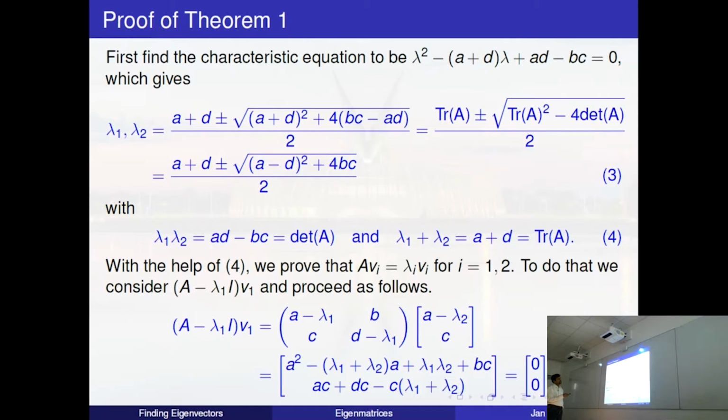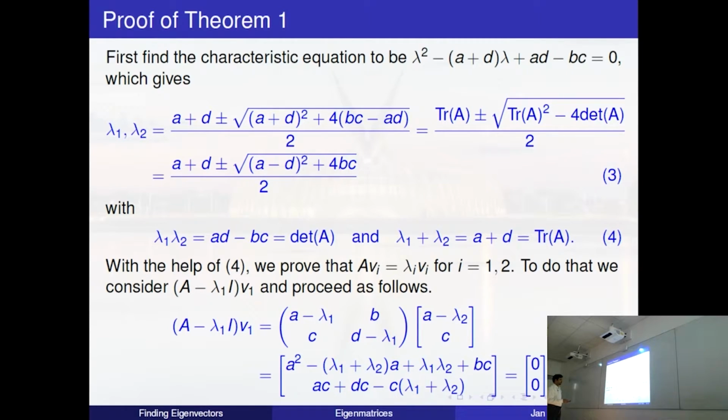For example, for a 2x2 general matrix, we know the characteristic equation. This is what we normally call the trace and the determinant. Then you can find the eigenvalues using the quadratic equation. Once you plug that into the quadratic equation, this is what you get: the trace, plus or minus the square root of trace A squared minus 4 times the determinant. You can also simplify this slightly like that. What happens is that the product lambda 1 lambda 2 is the determinant, and lambda 1 plus lambda 2 is the trace. Now let's see how we're going to do the calculation.